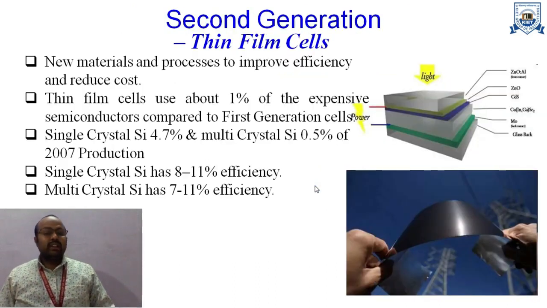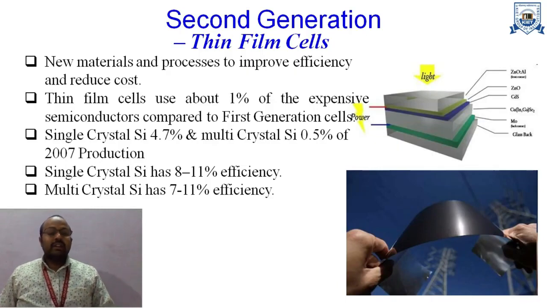In the second generation, we use thin film cells, and in this process we use new materials to improve the efficiency of the solar cell and also try to reduce the cost. Thin film cells use about 1% of the expensive semiconductor compared to the first generation of solar cells, while single crystalline silicon uses 4.7% and multi-crystalline silicon 0.5%, according to 2007 production figures. The efficiency of single crystalline silicon is around 8 to 11%, and multi-crystalline is 7 to 11%.